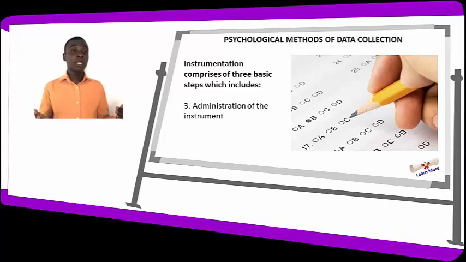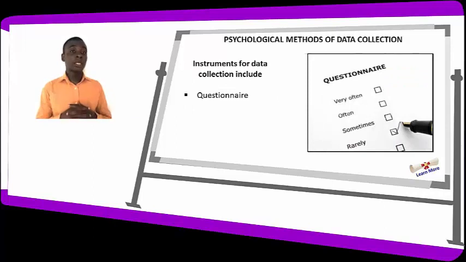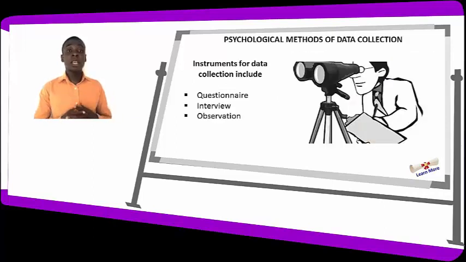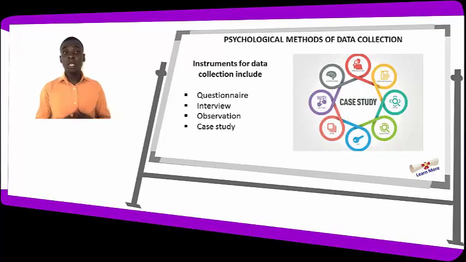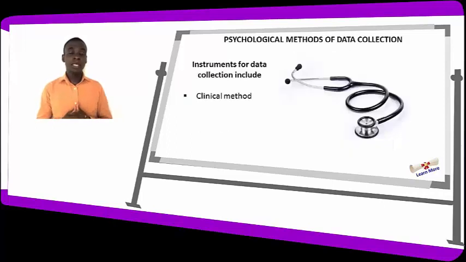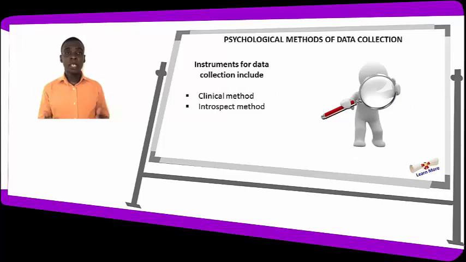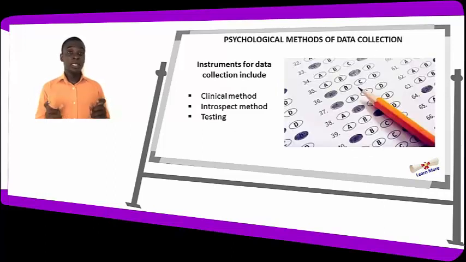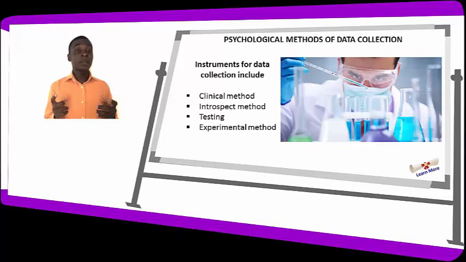Number one, we have questionnaire. Number two is interview, number three is observation, number four is case study, then number five is clinical method, we have introspect method, we have testing, we have experimental method. So I've given you some instruments that can be used in data collection. Are you using questionnaire, interview, observation, case study, introspect method, tests, clinical method, or experimental method?